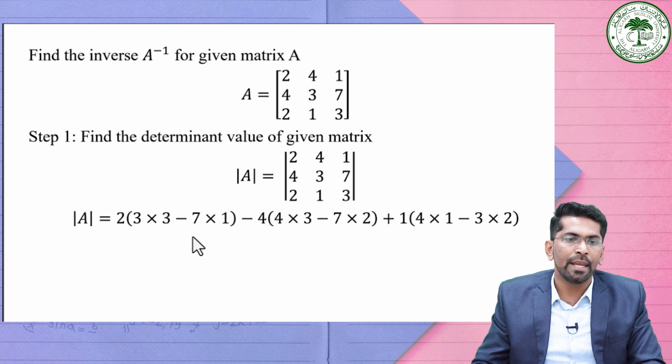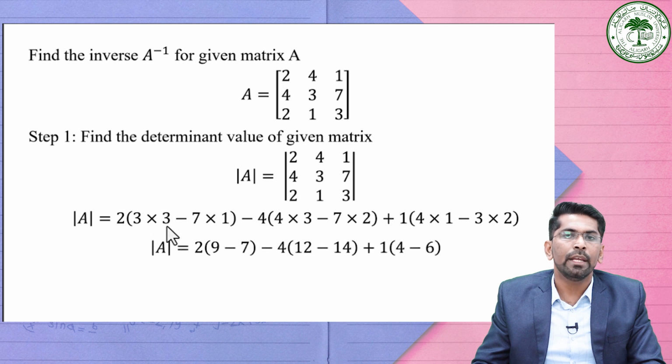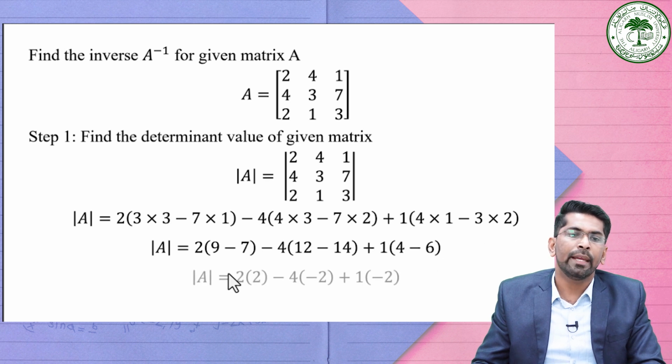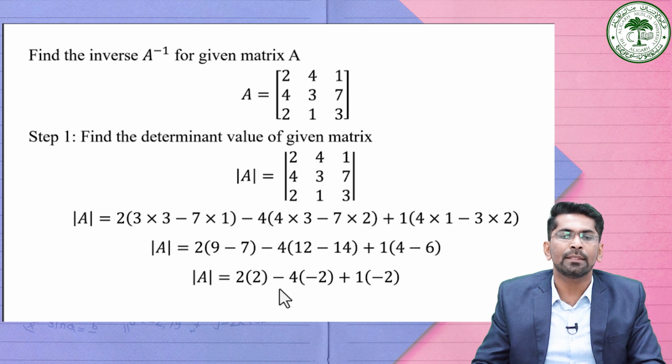So if you simplify it, then it is 2 into 3 into 3, which is 9, minus 7 into 1, which is 7, minus 4 into 3, which is equal to 12, minus 7 into 2, which is equal to 14, plus 1 into 4 into 1, which is 4, minus 3 into 2, which is 6. So if you take the difference between these values, then it will become 2 into 9 minus 7, which is equal to 2, minus 4 into 12 minus 14, which is equal to minus 2, plus 1 into 4 minus 6, which is equal to minus 2.